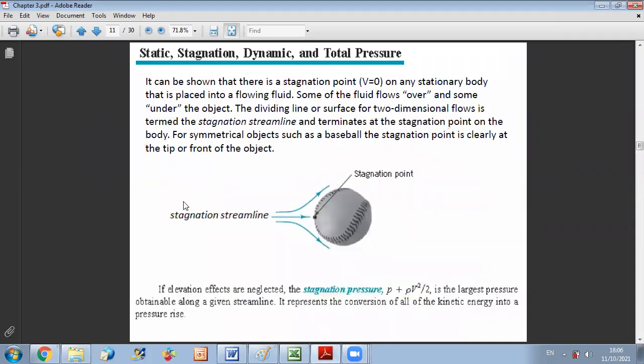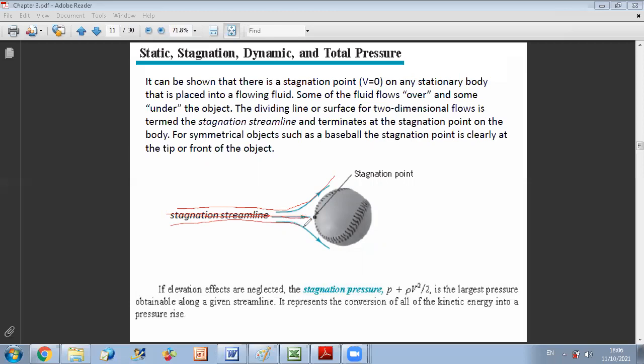So here, again, we'll define what is the stagnation point. Whenever we consider a flow, you have streamlines. When you want to visualize a flow, you can end up with several streamlines. For example, if you have a flow over this ball, you will have symmetry because of the symmetry in the object geometry. So you will have the following case.